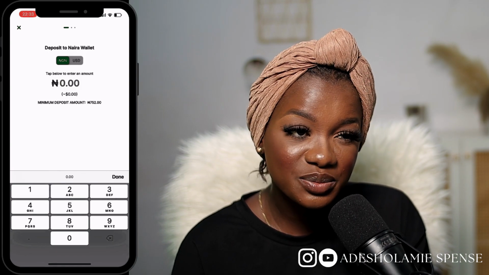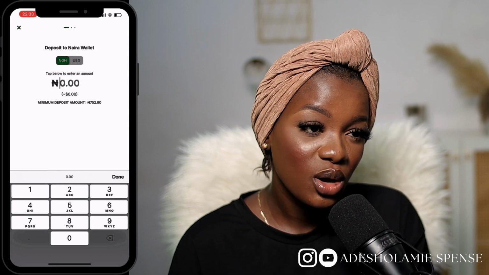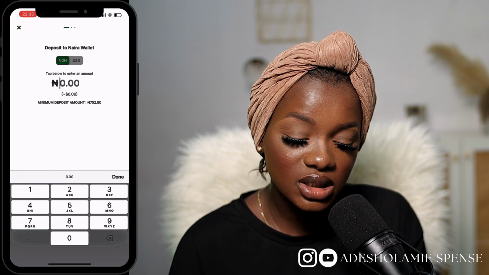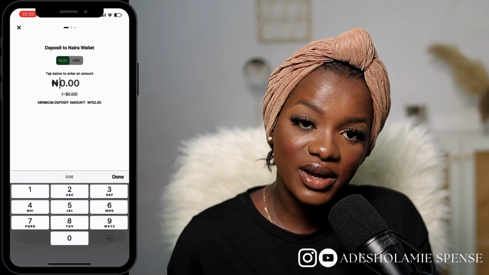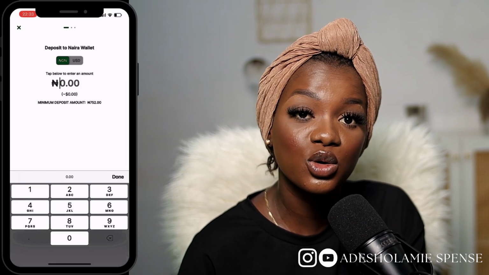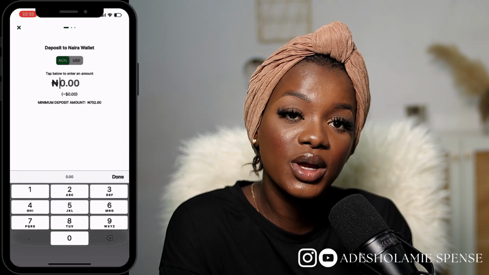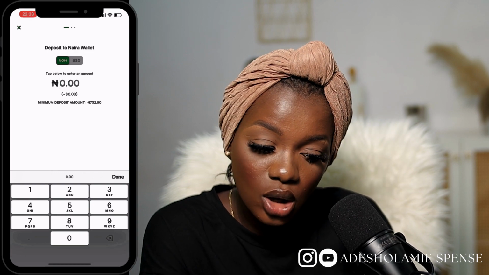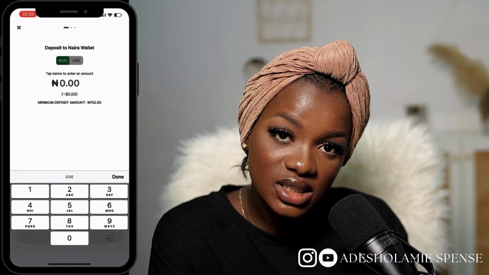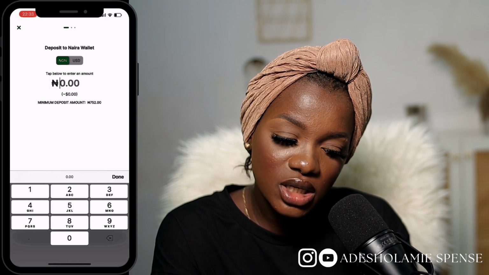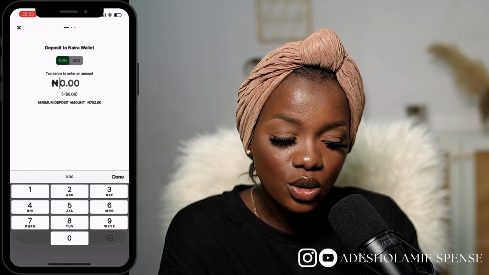Guys, naira is going to keep depreciating at this rate. I feel like naira is going to keep depreciating as compared to dollars. I'm not a financial advisor. I can only tell you what I know or what I think, or the best way I am currently protecting my money. And as always, it is by investing.